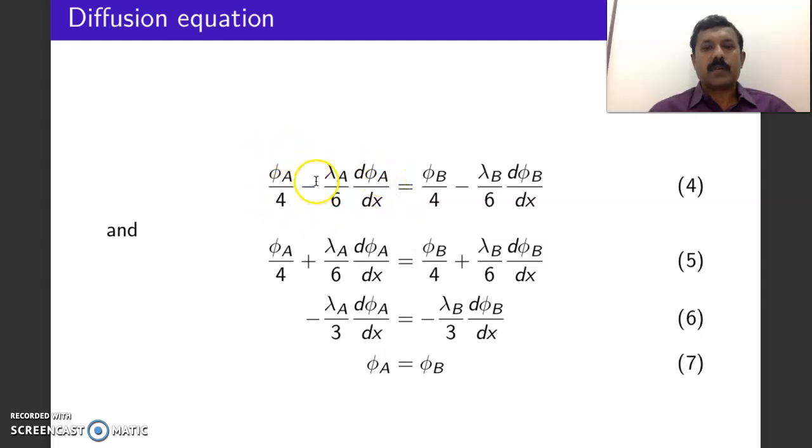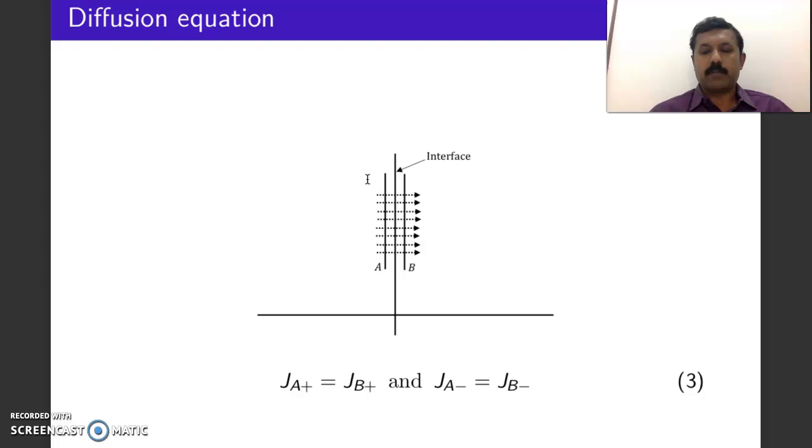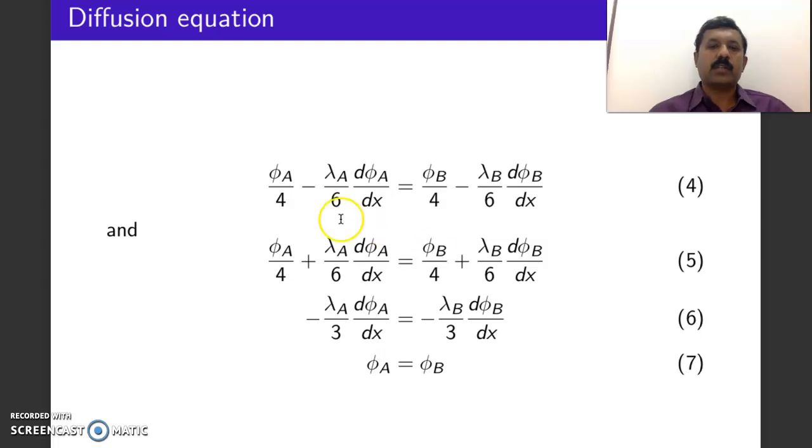This is the expression for neutron current density, that is for Ja+, neutrons moving in the positive direction, that is Ja+ equal to φa/4 minus λ/6 ∂φ/∂x. We derived this expression in my previous video lecture. I am just making use of those equations now. Similarly, Ja+ should be equal to Jb+, or Ja− should be equal to Jb−. I told you this also in the last video lecture, only the sign will change when you change the direction.